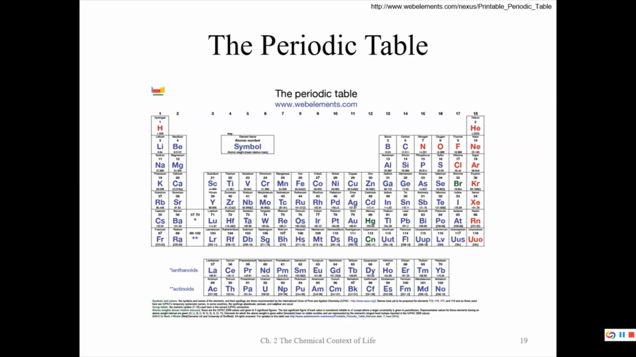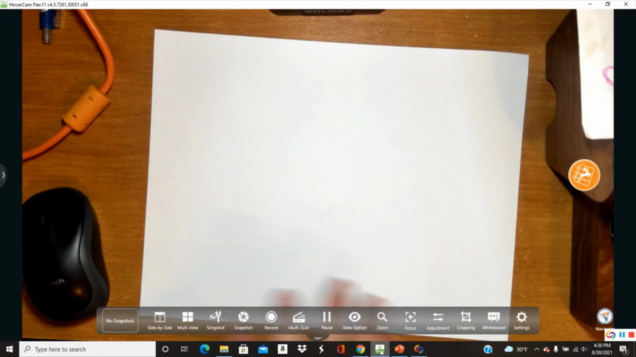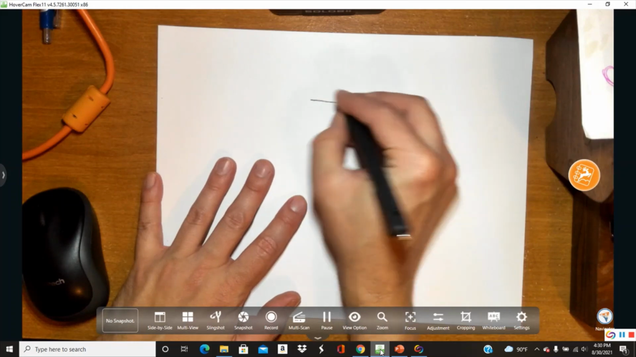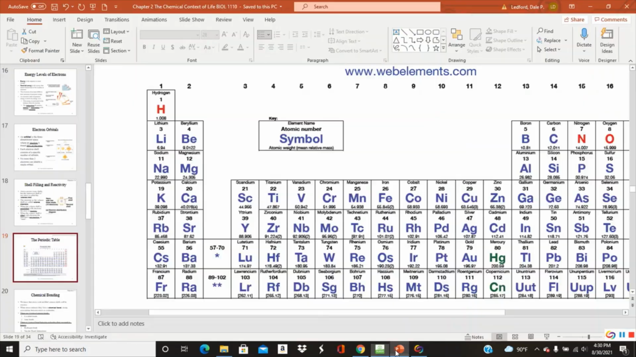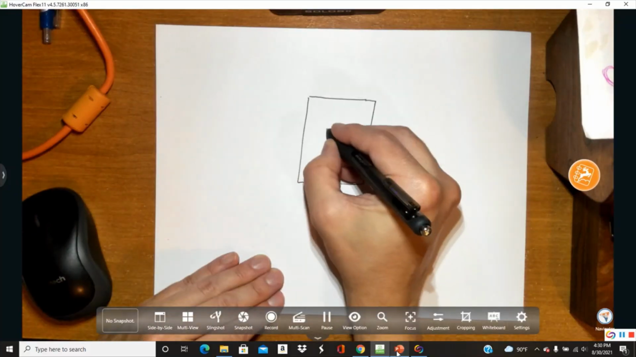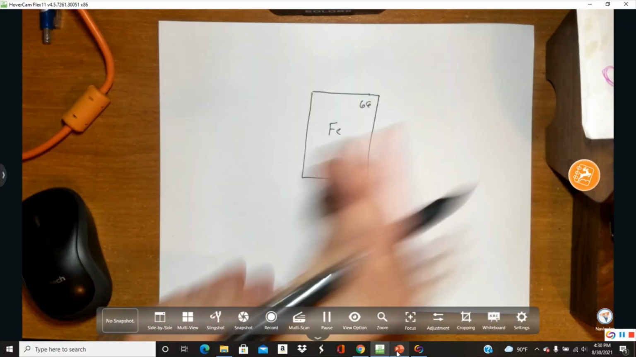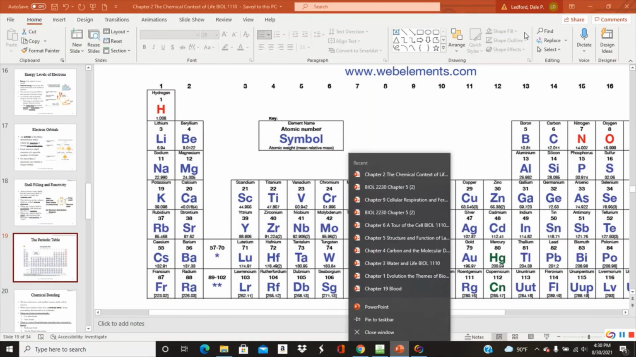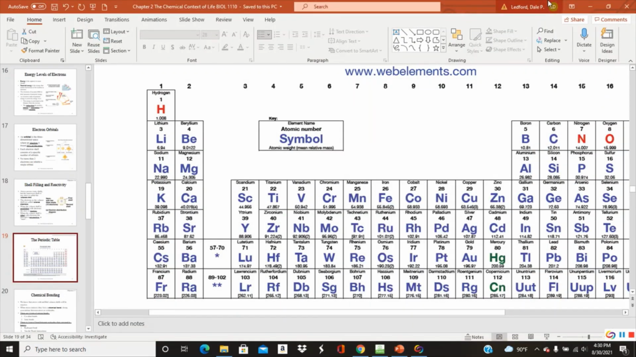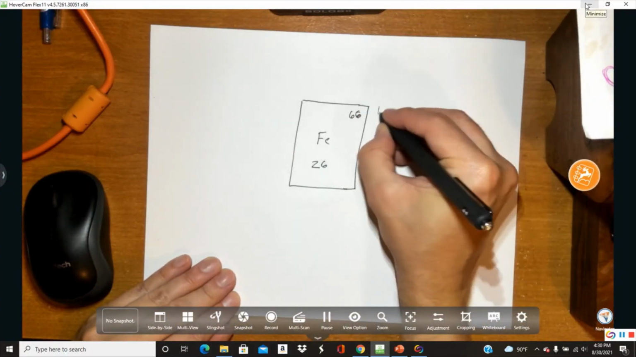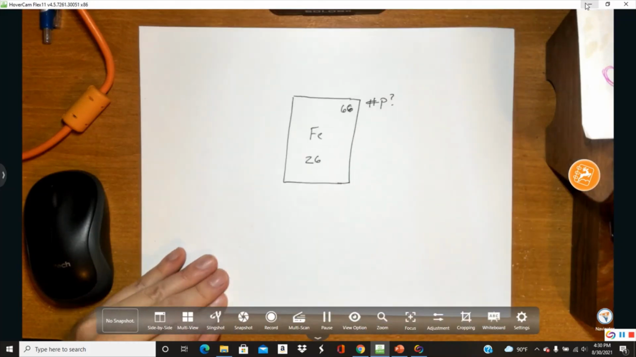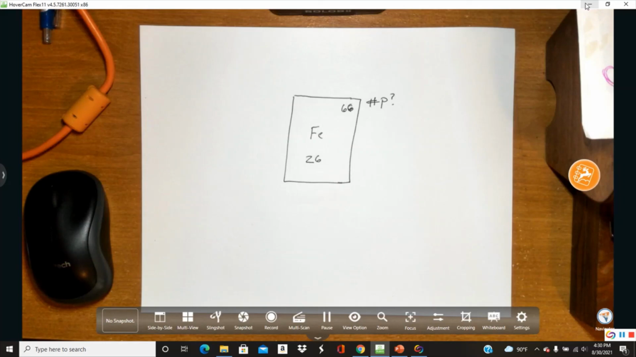I've got a couple questions I might want to ask you guys, and here's one that I always like to ask students to get them to think. First off, 26. How many protons? Pause, see if you can figure the answer.